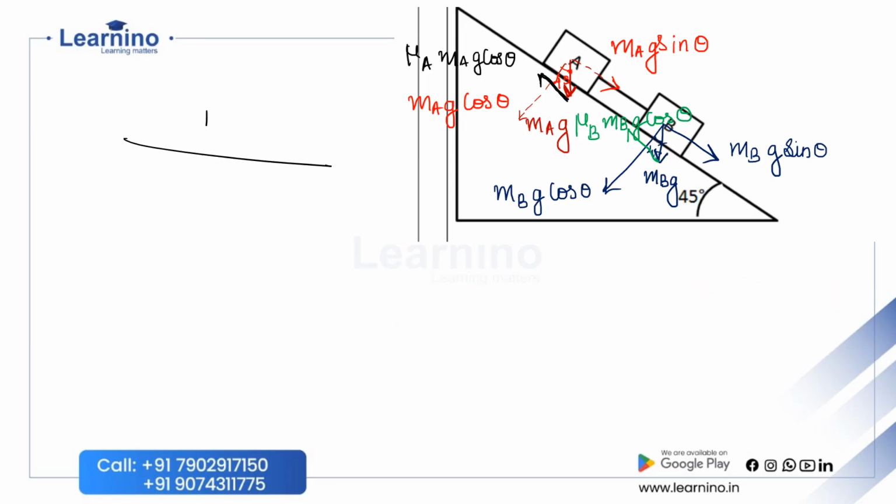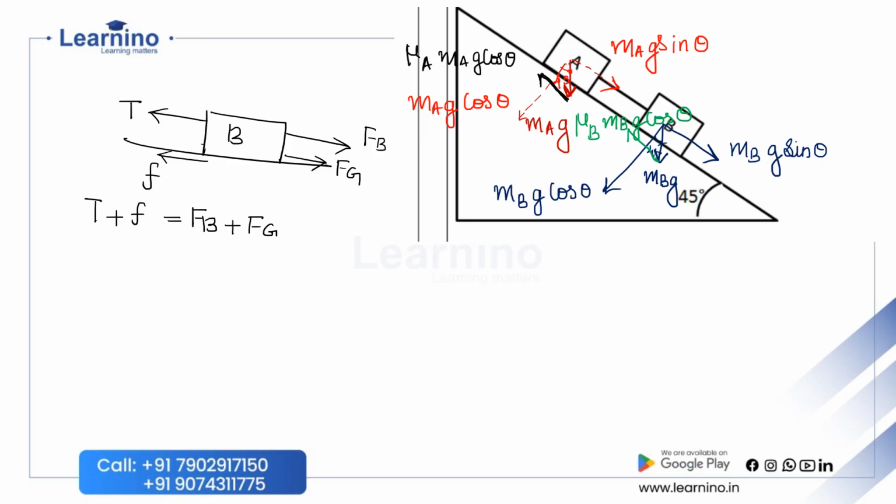So we are considering our B. This is my B, and I am having a tension T which is away from B. Okay, and my frictional force is acting like this, and the force due to acceleration Fb is acting like this, and the component of weight is acting like this. So we can write tension plus frictional force is equal to force due to acceleration plus force due to weight. And we know that tension is equal to Fb plus Fg minus frictional force.